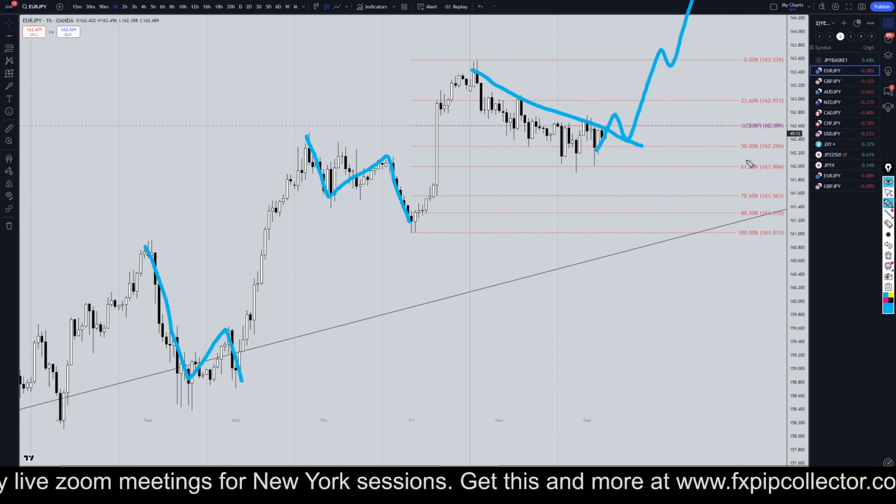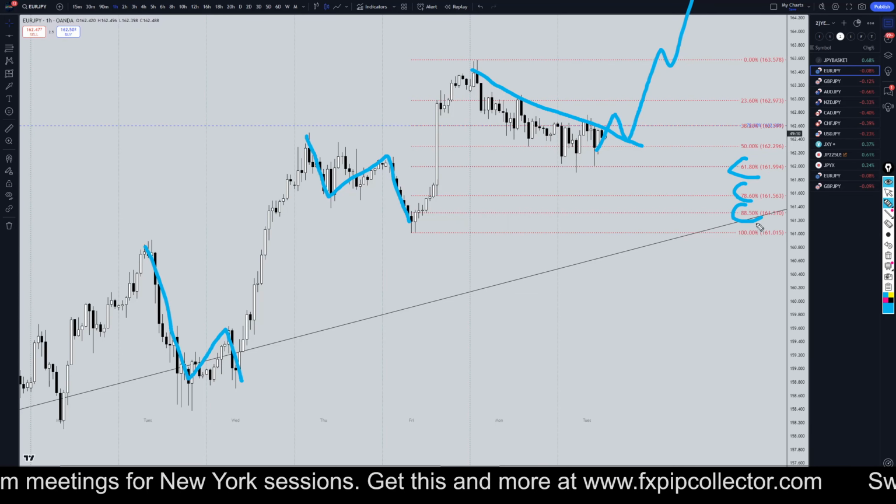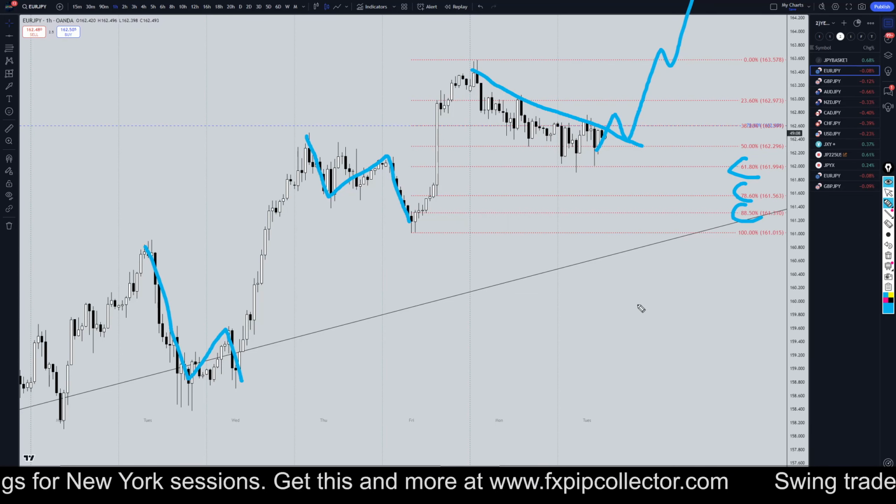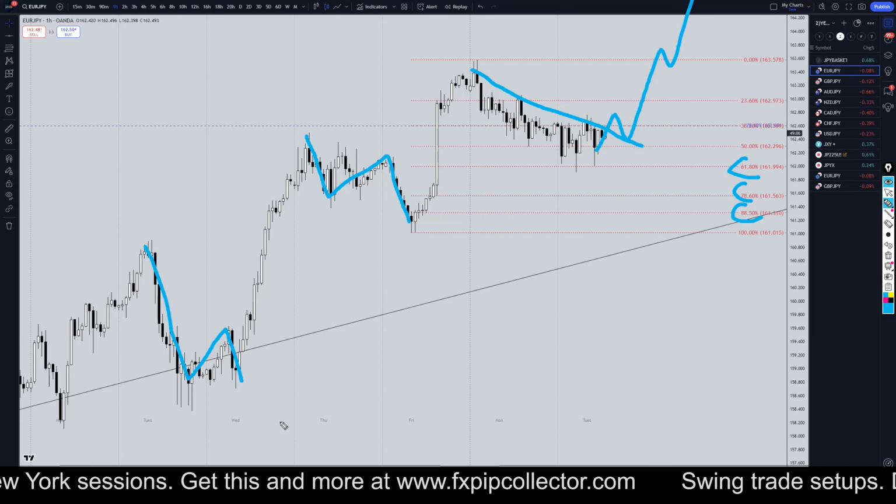And honestly, it doesn't have to happen now. It could easily go down to one of these lower fib levels before it actually decides to continue the uptrend.